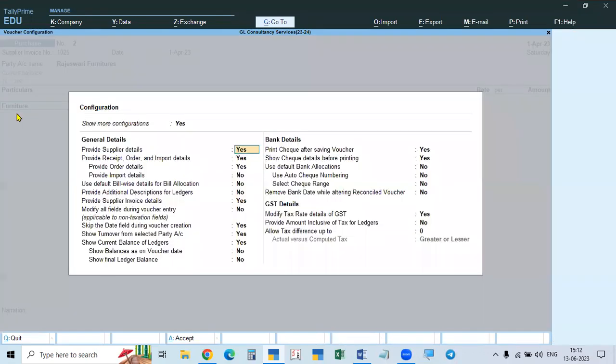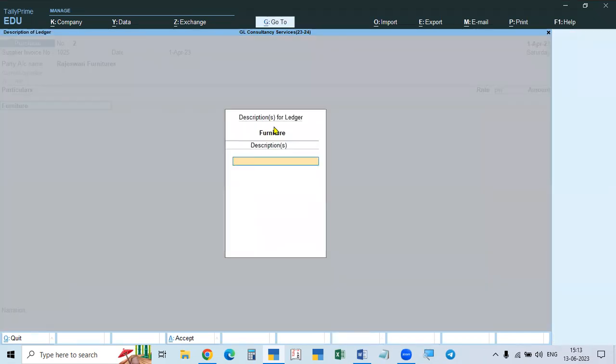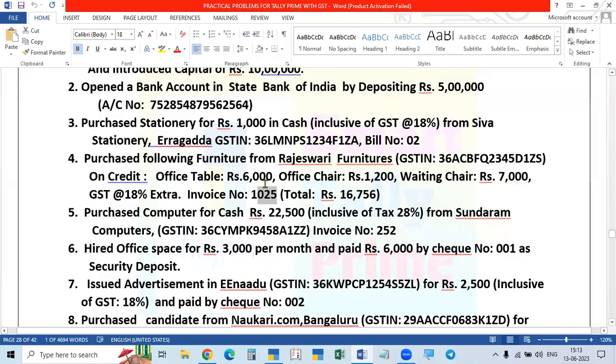You go to F12. Here you see, provide additional description for ledgers, any ledger, additional description column. Okay, make it yes. Provide additional description for ledgers, make it yes. Accept, and see here, after entering that, enter. So the description will come. Description for ledger. Name of the ledger is furniture. Here you can give the details.